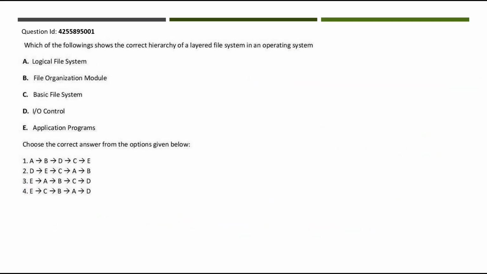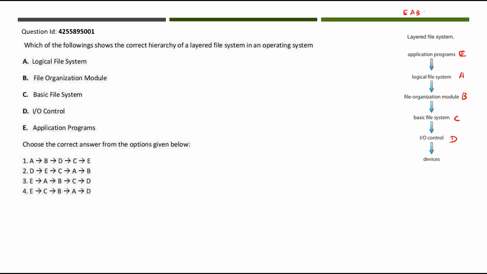Next question, which of the following shows the correct hierarchy of a layered file system in an operating system? So let's see the hierarchy. Application programs, logical file system, file organization module, basic file system, IO control and devices. So A, logical file system, B, file organization module, C, basic file system, D, IO control. Application programs is E. So this is the hierarchy top to bottom. So the order will be E, A, B, C, D. This is available in option number 3. Option 3 will be the right answer.